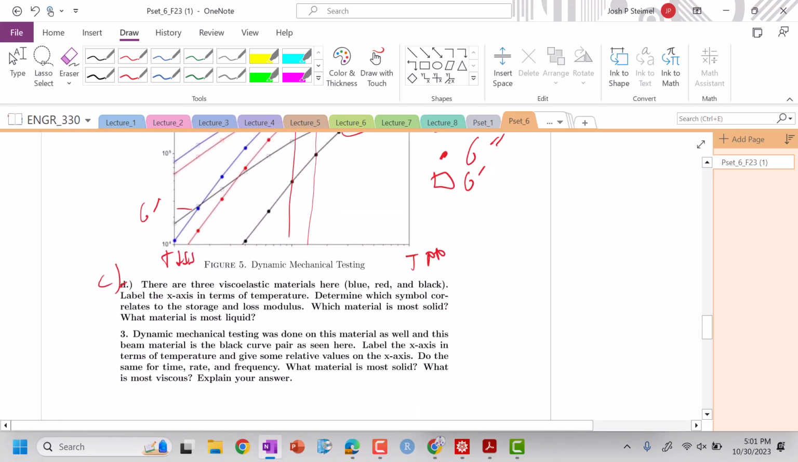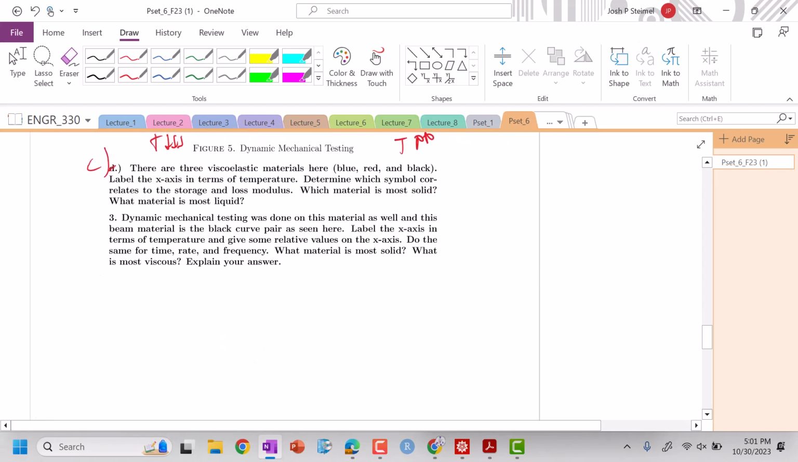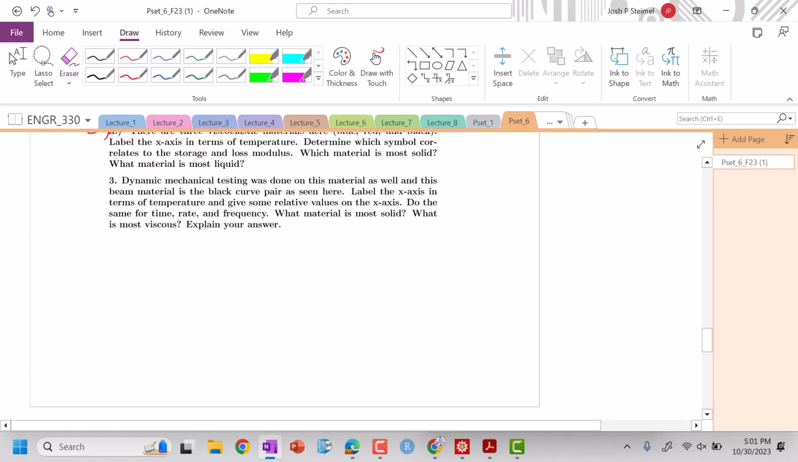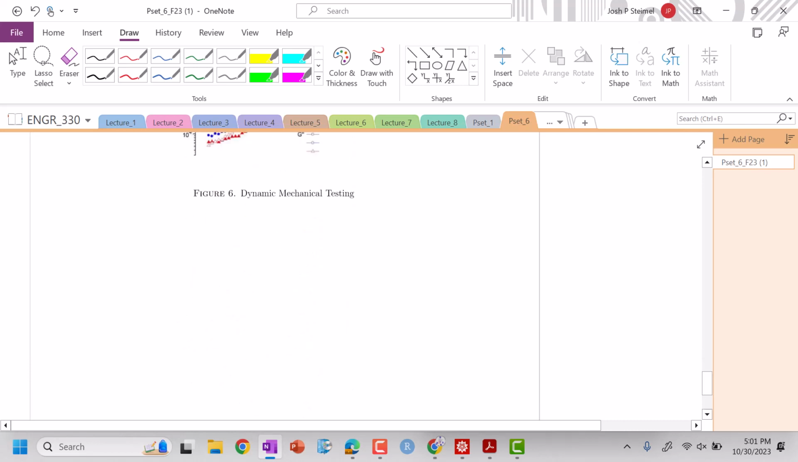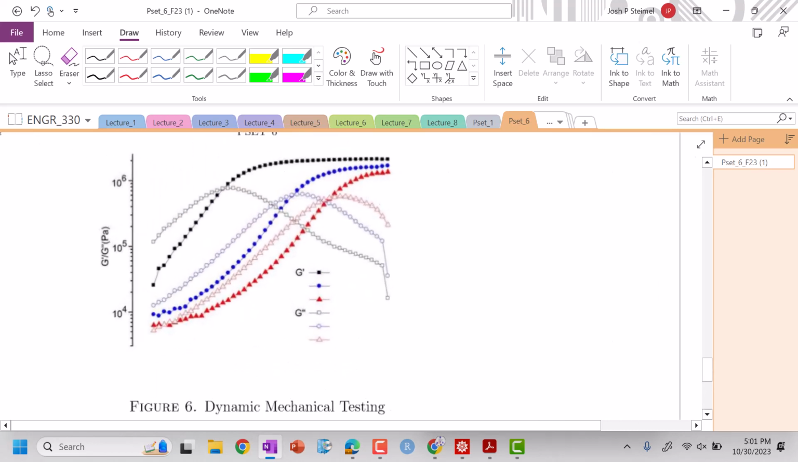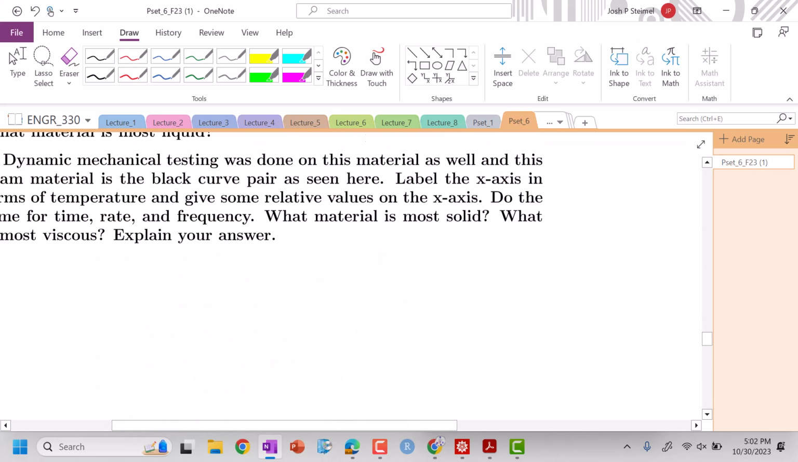Excellent. A dynamic mechanical test was done on this material as well. And this beam material is the black curve as seen below. Label the x-axis in terms of temperature and give some relative values on the x-axis. Do the same for time and rate. So same kind of values here. Ooh, nice, here we were given the values. So we need to do time, temperature, and rate.